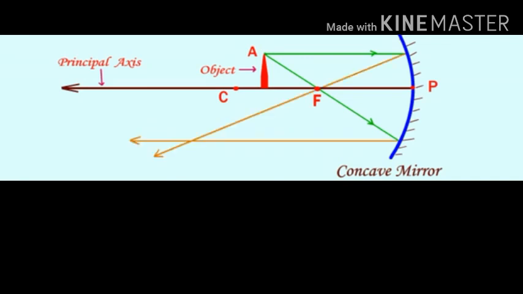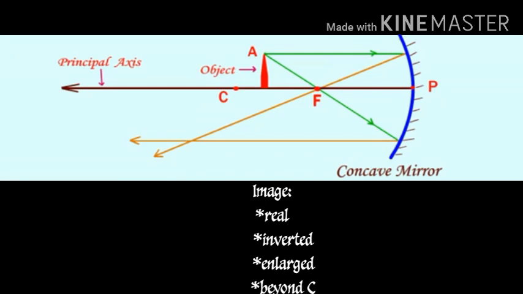Same way here also the reflected light rays actually intersect, so the image will be a real one. Real images are always inverted, and the size of that image, we can see, is greater than the object, that is an enlarged image. It is obtained beyond the center of curvature. So when an object is placed between C and F of a concave mirror, it provides a real, inverted and enlarged image beyond the center of curvature.